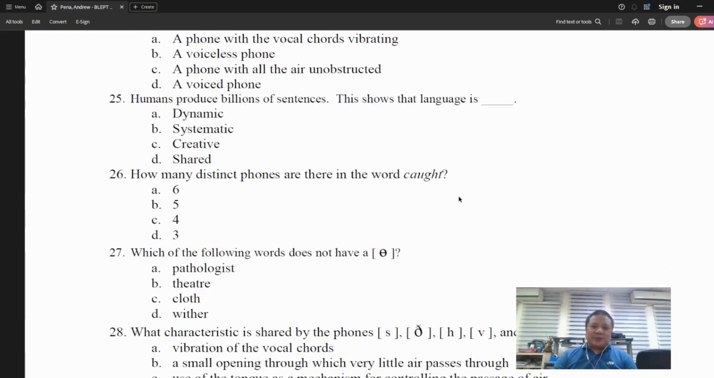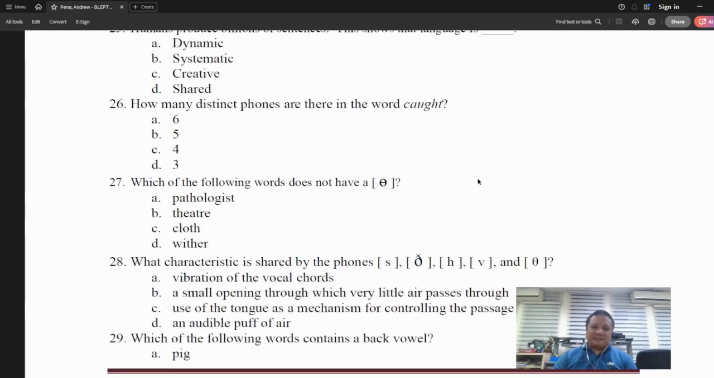25. Humans produce billions of sentences. This shows that language is A, dynamic, B, systematic, C, creative, D, shared. The answer is C, creative, because we produce lots of sentences.